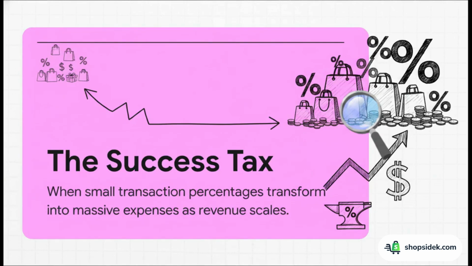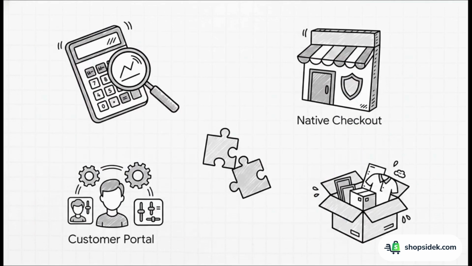You know, a 1 or 2% fee seems totally harmless when you're just getting off the ground. But as your business takes off and your order volume spikes, these little percentage fees morph into a massive, penalizing expense. Basically, you're literally getting taxed just for growing your own business. Crazy, right? So how exactly do we dodge this trap?